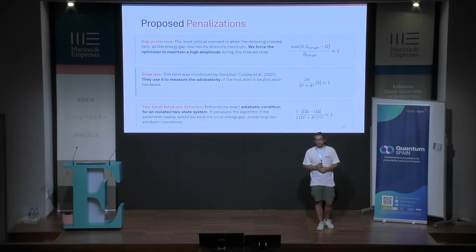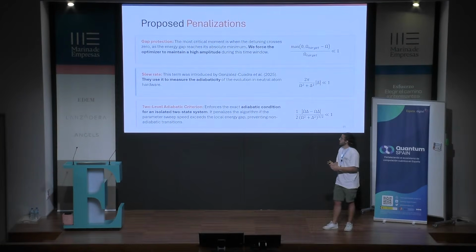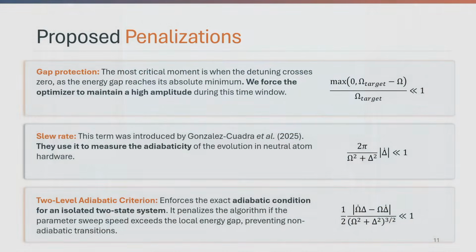In this project, we have defined 3 different penalizations that have been studied individually. First, we have the gap protection. Along this evolution, the most critical part is going to be when the detuning crosses 0, since here is where the gap becomes minimum. And by encouraging the optimizer to maintain high amplitude values in this time window, we are able to keep this gap as open as possible.